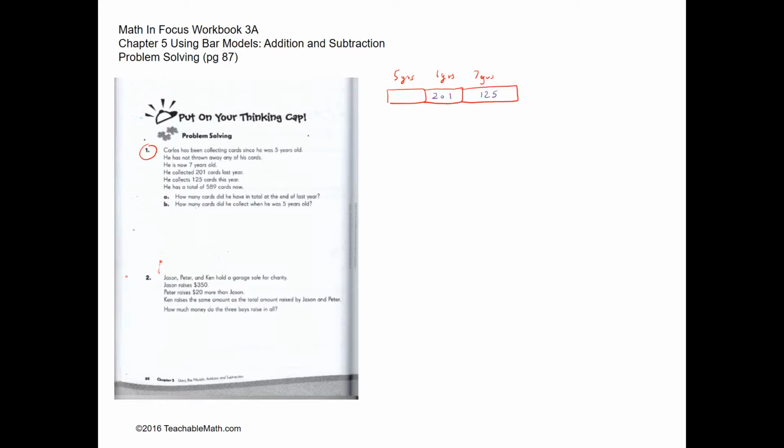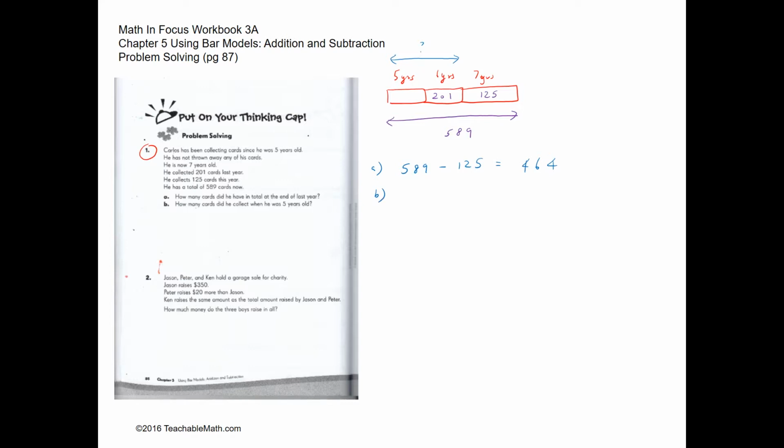And we know that together, he has 589. So the question is, how many cards did he have in total at the end of last year? So at the end of last year, he would have this amount. So what is this amount? This amount will be 589 subtract 125. So this would be 464.